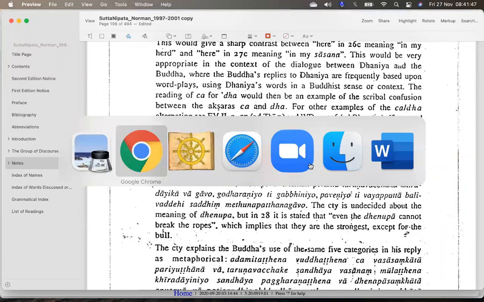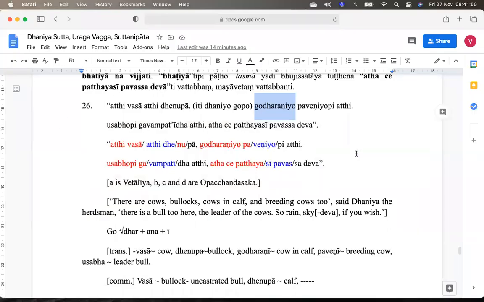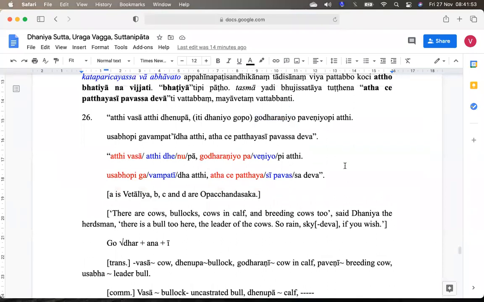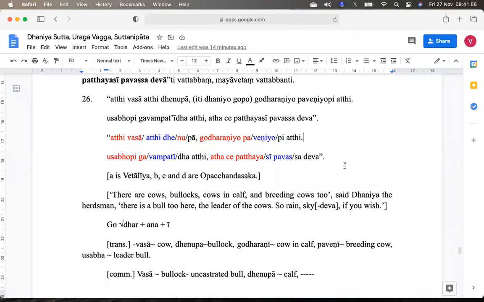Okay, so here, roughly to understand the meaning of this one. In the idea of Dhaniya Gopa, in his cattle, everything necessary is completed: the bullock and the Denuba calf, and also Godarani pregnant cows, and the Baweni, young breeding cow, and the Usabha, the leader bull also. So these five are the characteristics of excellent cattle.